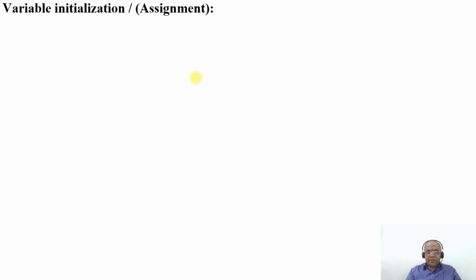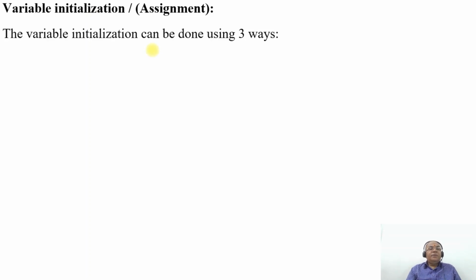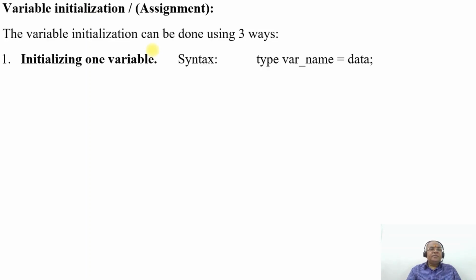Now, continuing from the introduction of C language, we're going to take up one more topic, which is variable initialization, or the assignment operators. Variable initialization can be done in three ways. One is initializing one variable. So what is that syntax? Type variable name equals data.